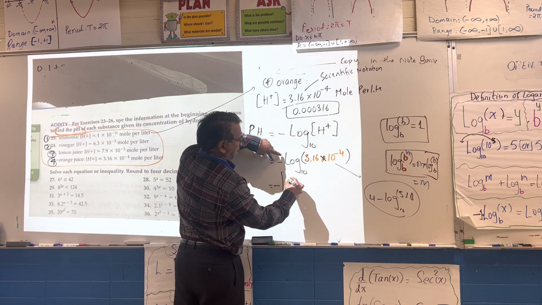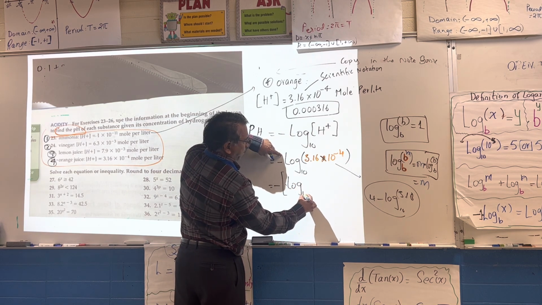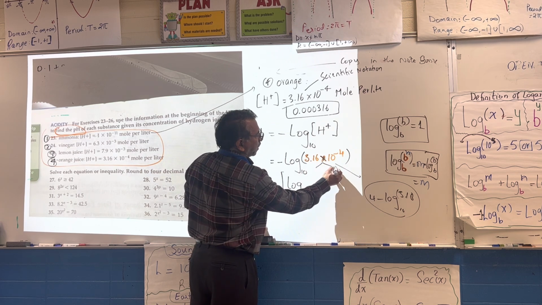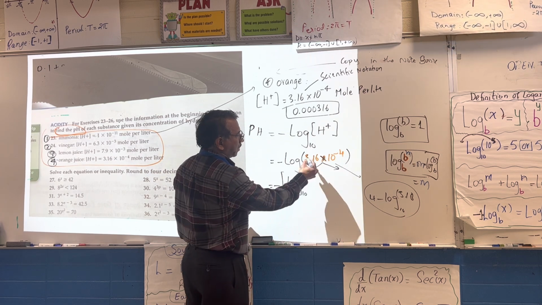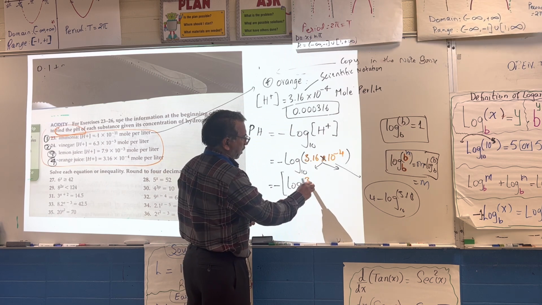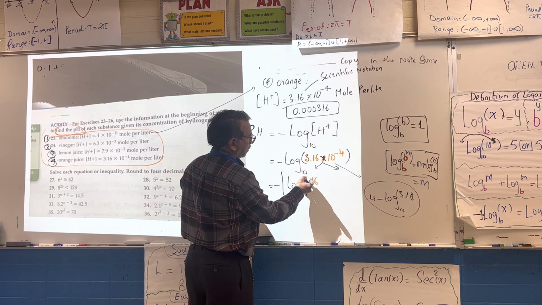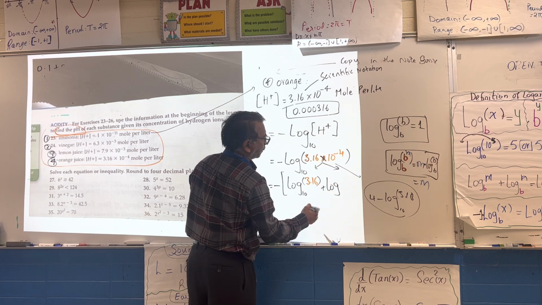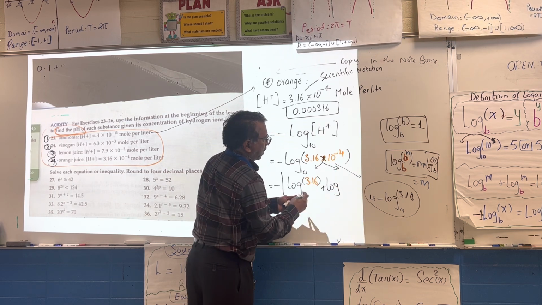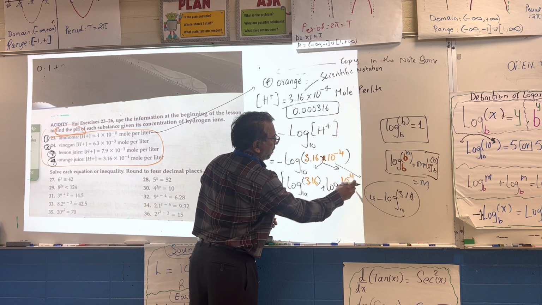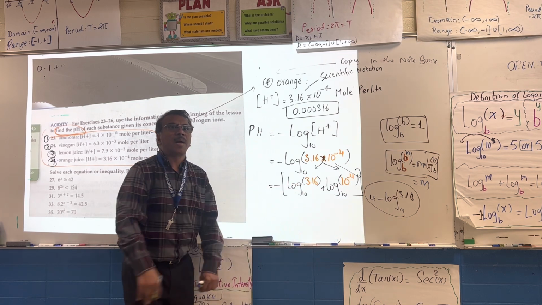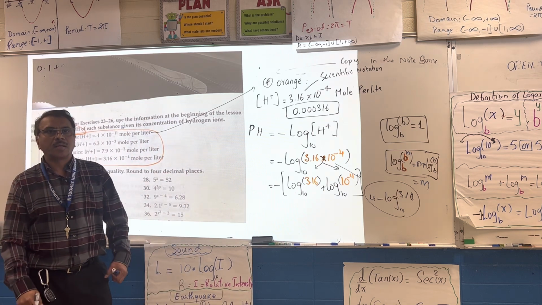Minus logarithm to the base 10. So I'm going to separate this. I split this into 2 logs. Instead of 1 log, it's 2 logs. Minus logarithm of 3.16 plus logarithm of 10 raised to minus 4 to the base 10. So you kind of separate the minus. Is that okay, Anil?